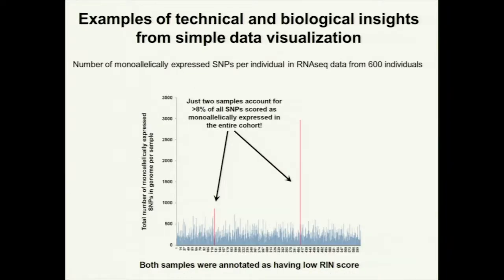This is another one. This is something completely different. It's RNA-seq data from human brain, and here we're plotting 600 individuals along the x-axis, and the y-axis is taking transcribed SNPs and asking which SNPs are monoallelically expressed. So we know the individual is heterozygous at the DNA level. We take RNA-seq reads, map them to the genome, and ask at that heterozygous SNP, are you only expressing one or other allele or both alleles?